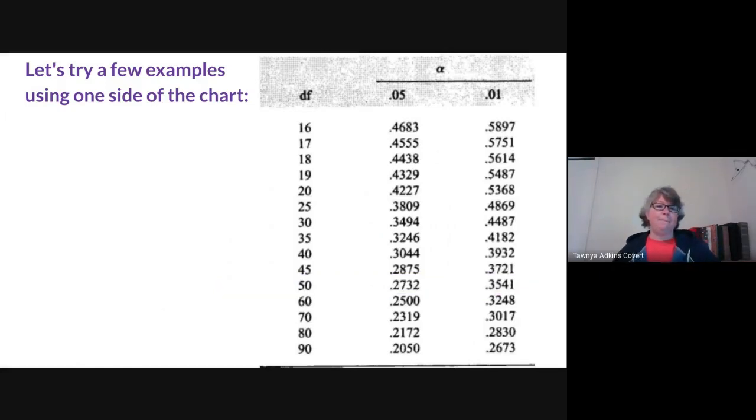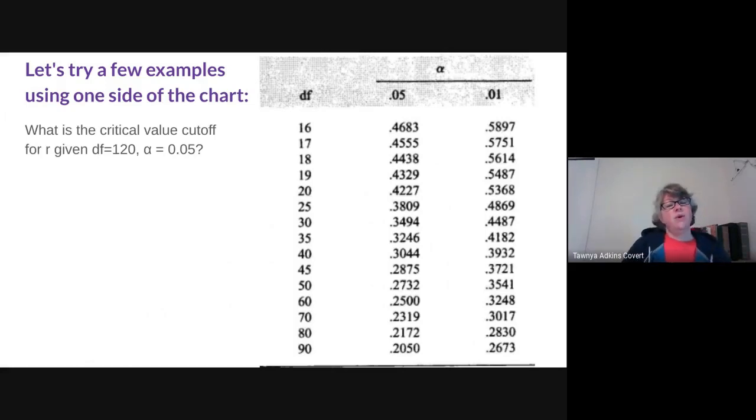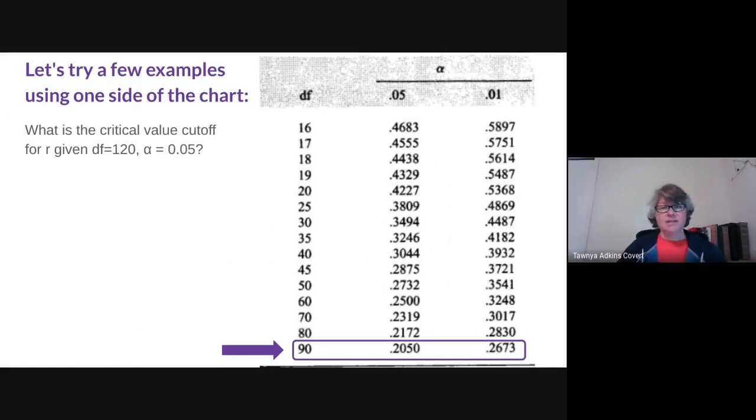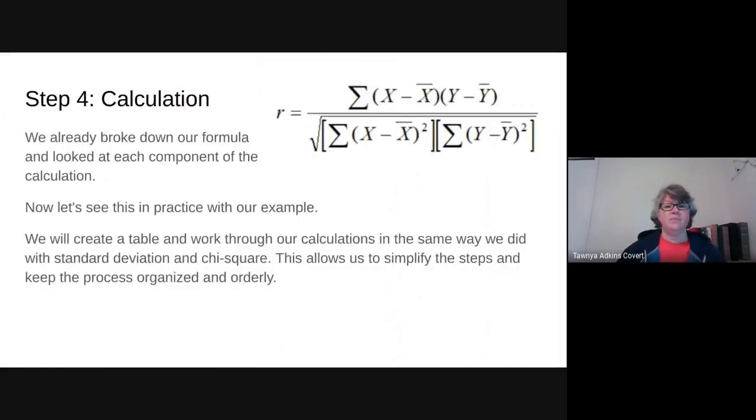Another example. What is the critical cutoff value for R given degrees of freedom equals 120 and alpha is 0.05? Our chart that we're using only goes up to 90. So that's the value that we're going to use. As I said, other charts expand it further. If you want to use a different chart, just tell me which one you're using so that I don't count your critical value incorrectly, the one that you report to me. But this one is fine to use. So we're going to use 90 in this case, which gives us a critical value of plus or minus 0.2050.